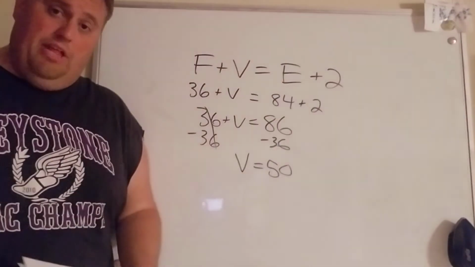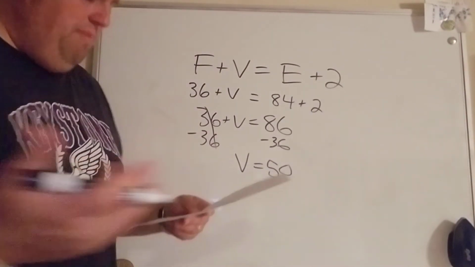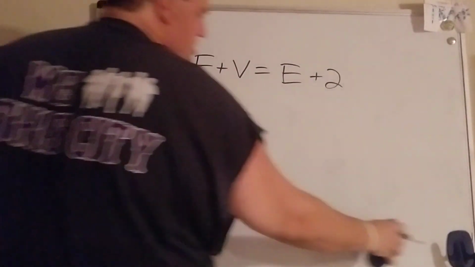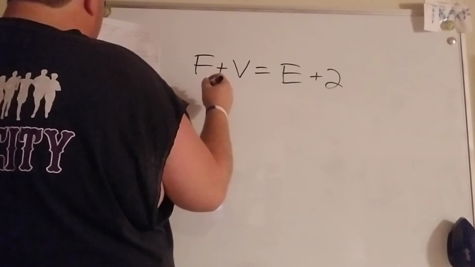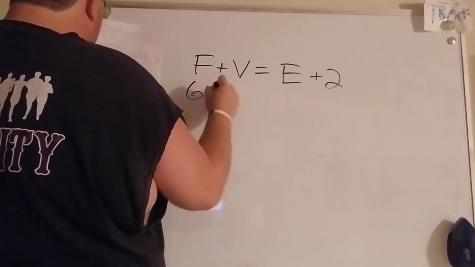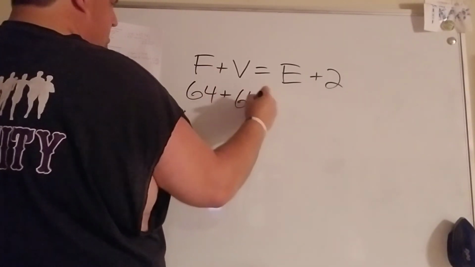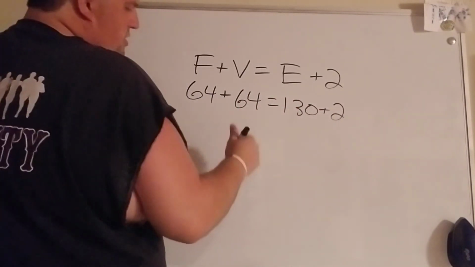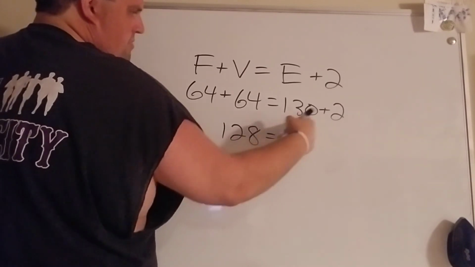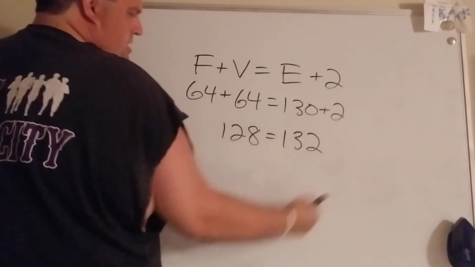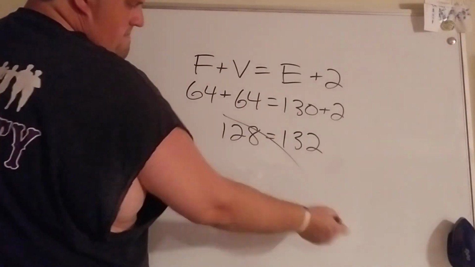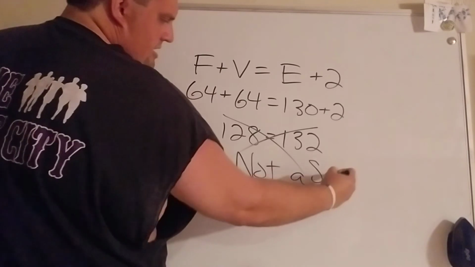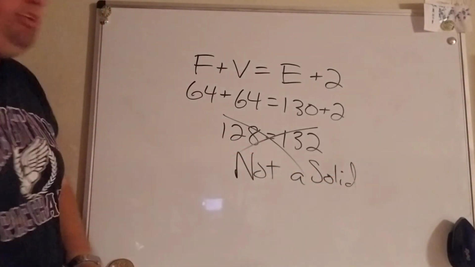And then the last problem, the other type, is see if it makes a 3-dimensional shape with the stuff that it gives you. So all we got to do for that one is plug in all the numbers and see if you get the same thing on both sides. So 64 faces, 64 vertices, 130 edges. 64 and 64 is 128. 130 plus 2 is 132. Those numbers are not the same, so not a solid. It's not going to be a polyhedron. They're not going to go together the right way.